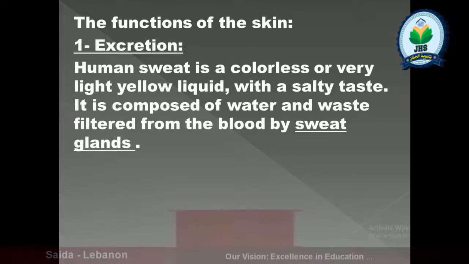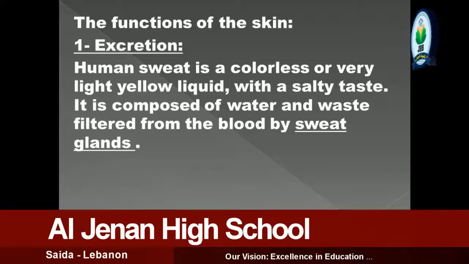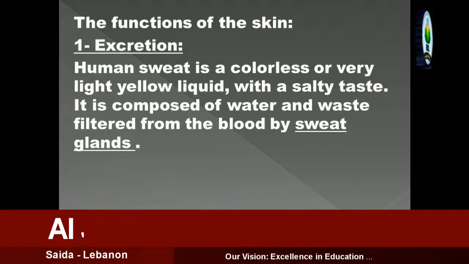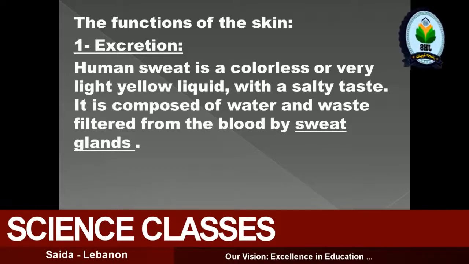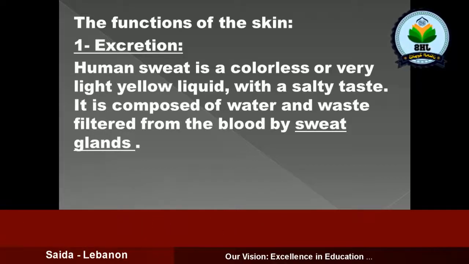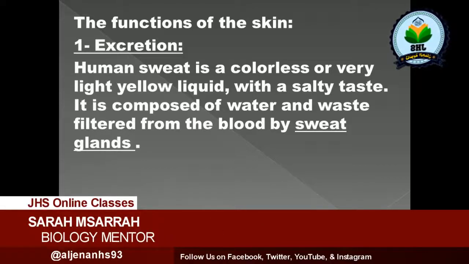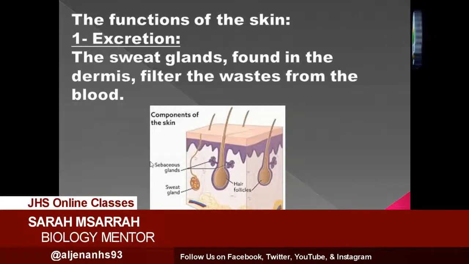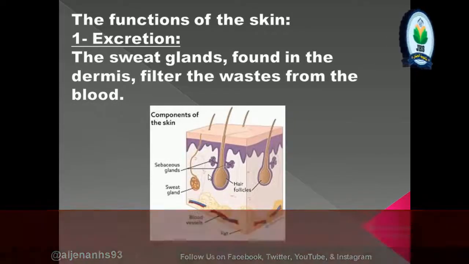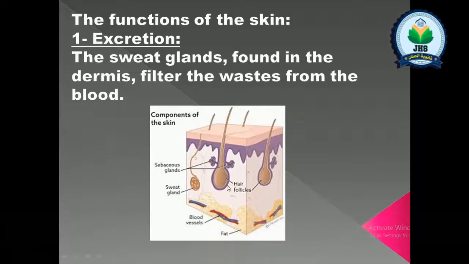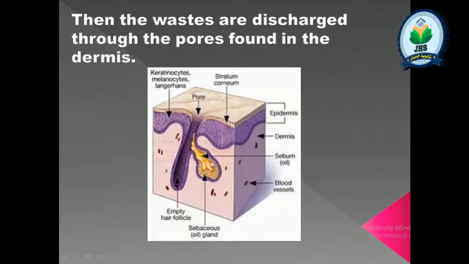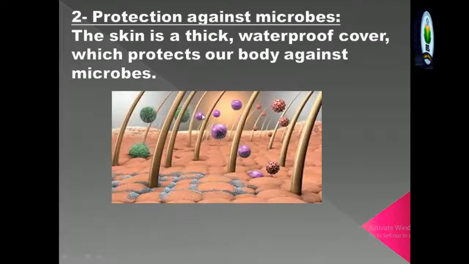The functions of the skin. Number 1, excretion. Human sweat is a colorless or very light yellow liquid with a salty taste. It is composed of water and waste, filtered from the blood by sweat glands. Look at this figure. The sweat glands found in the dermis filter the waste from the blood. Then the wastes are discharged through the pores.